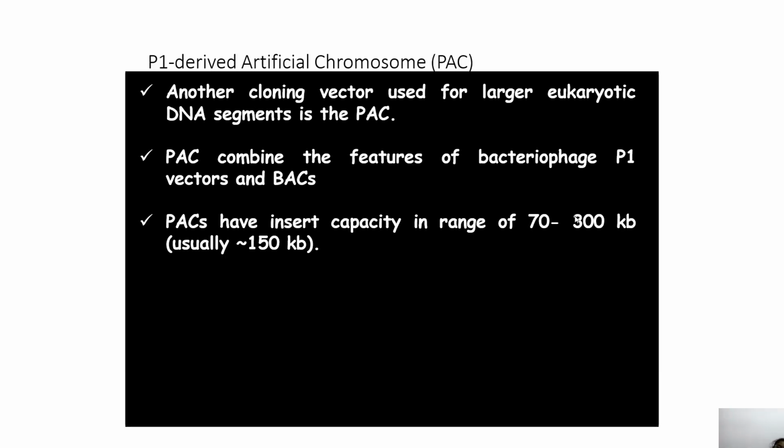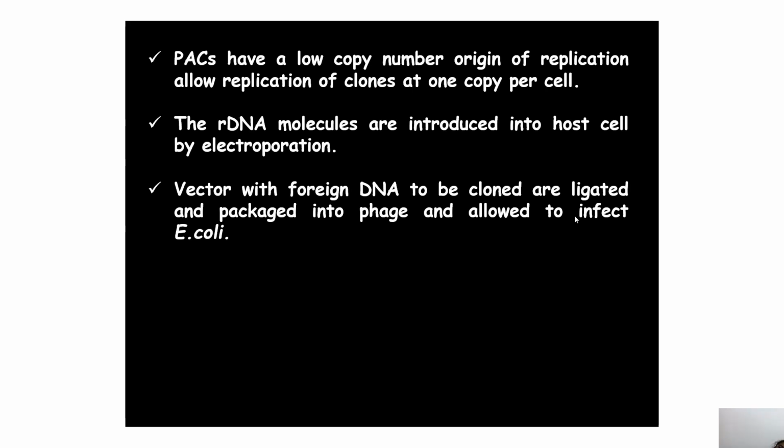Then you have the P1 derived artificial chromosome, or the PAC, which is another cloning vector used for large eukaryotic DNA segments. PACs combine the features of bacteriophage P1 vectors and BACs. PACs have an insert capacity in the range of 70 to 300 kb, usually 150 kb. Now PACs have a low copy number origin of replication, allowing replication of clones at one copy per cell. And rDNA molecules are introduced into the host cell by electroporation. The vector with foreign DNA to be cloned is ligated and even packaged into phage and allowed to infect E. coli.